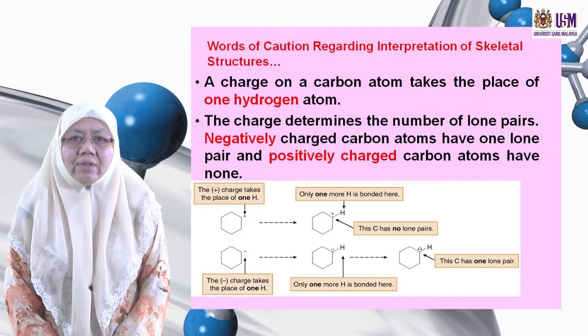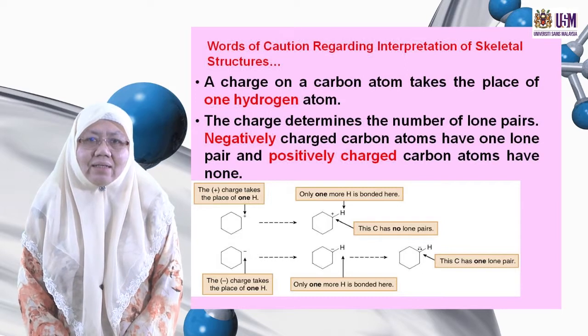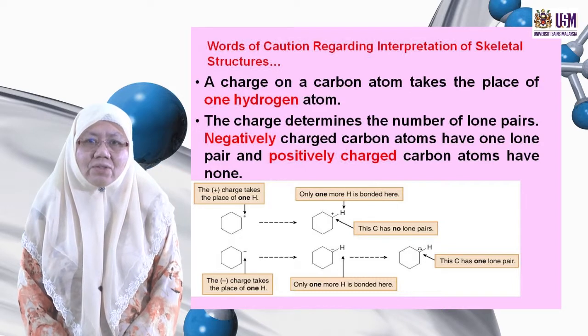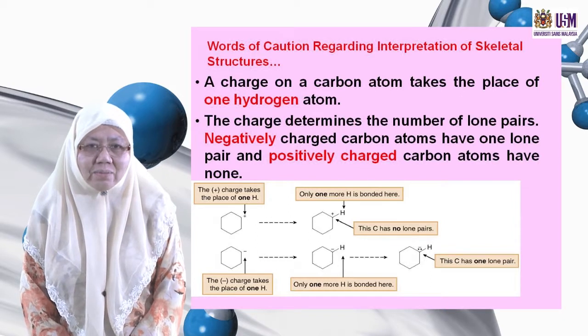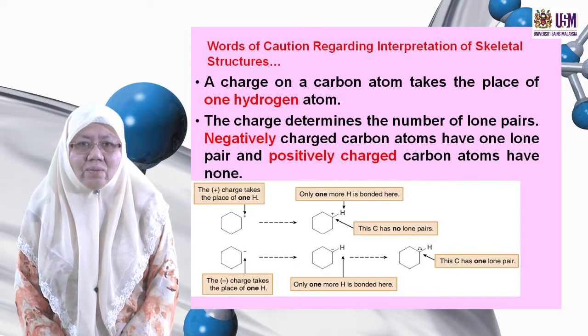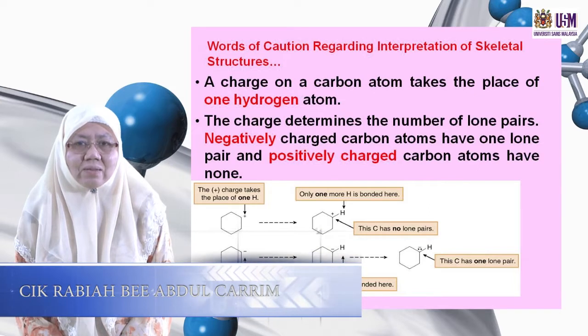As a caution, when we are interpreting the skeletal structures, we have to remember that a charge on a carbon atom takes the place of 1 hydrogen atom. The charge determines the number of lone pairs. A negatively charged carbon atom shows 1 lone pair, and a positively charged carbon atom shows that there are no lone pairs. Okay, as in the example given for the cyclohexyl ring, a positive charge takes the place of 1 hydrogen atom. So, as we can see, only 1 more hydrogen atom is bonded to this carbon. So, this carbon atom has no lone pairs.